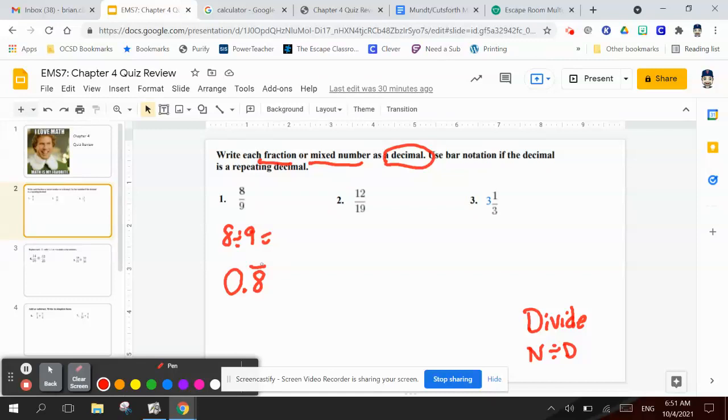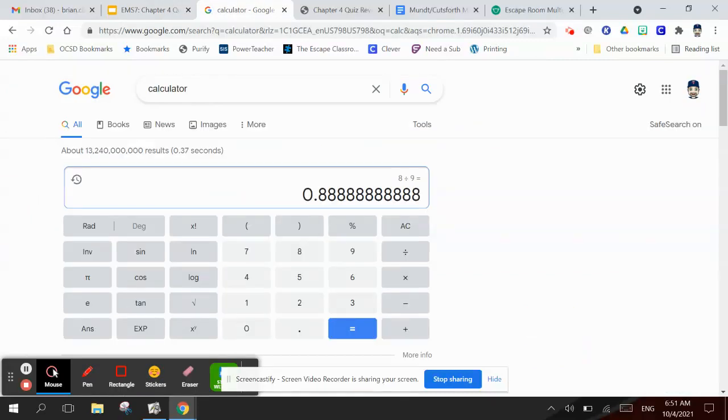Number 2, 12/19. Again, the same thing. I'll go back to my calculator. I'll take 12, my numerator, divided by 19, which is my denominator, and I get 0.6315789473. So this one here, it looks like it ends, or does it repeat? I would say, since it's continuing on, this is a repeating decimal. So 631.